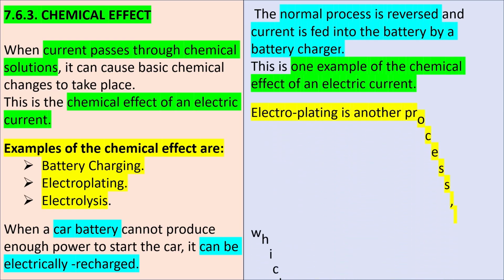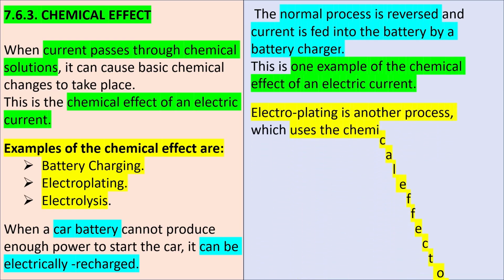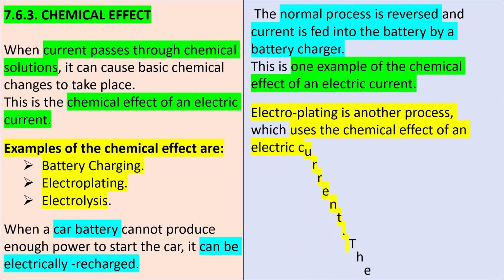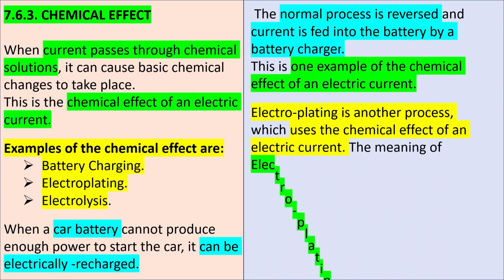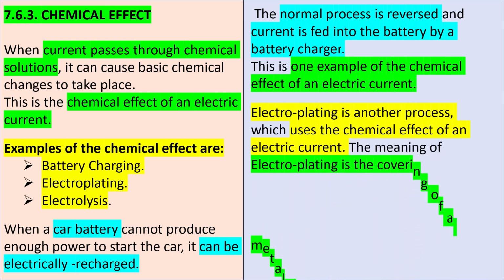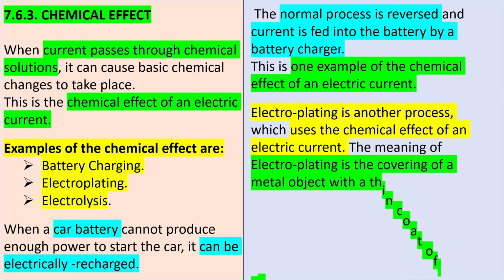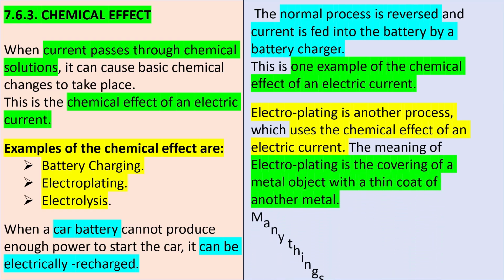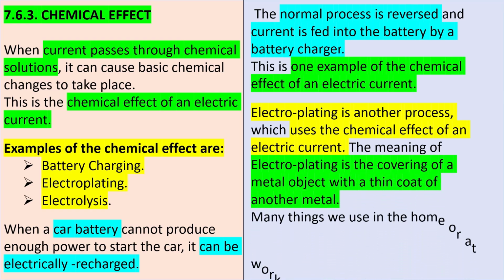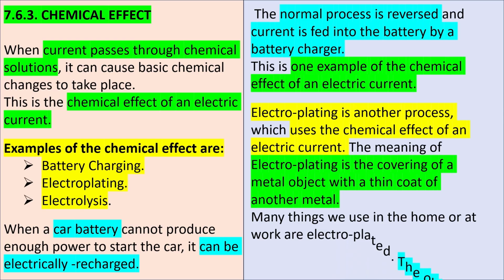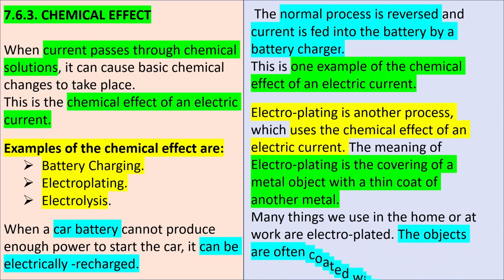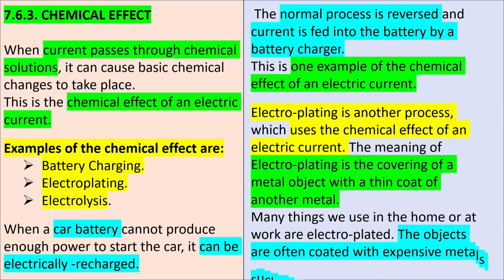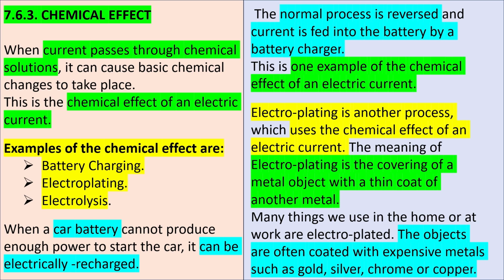Electroplating is another process which uses the chemical effect of an electric current. The meaning of electroplating is the covering of a metal object with a thin coat of another metal. Many things we use in the home or at work are electroplated. The objects are often coated with expensive metals such as gold, silver, chrome, or copper.